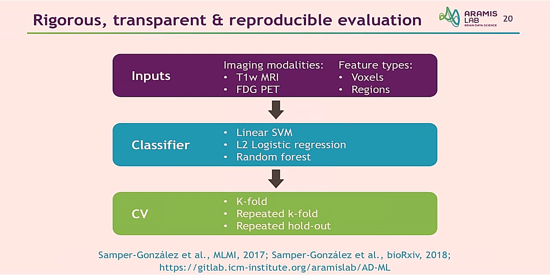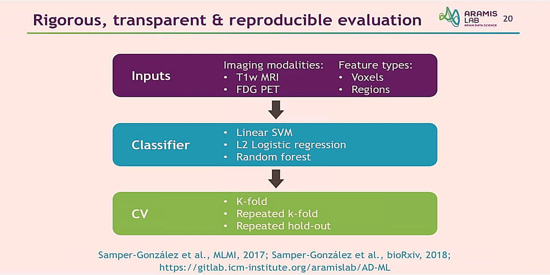Let's say in terms of imaging modalities, from ADNI, we have the T1 weighted ones, and we also want to study FDG PETs. And in terms of features, we are going to look at voxels, but also at regions. Then, for example, here we pick 3 classifiers, but we want to test and compare. And we also implemented 3 types of cross-validation. And again, with all of that, we will be able to see the influence of the choices that you can make on the classification performance.